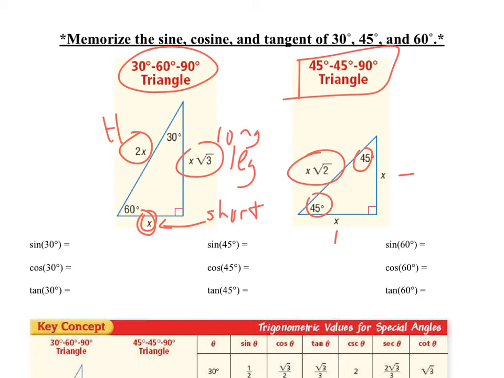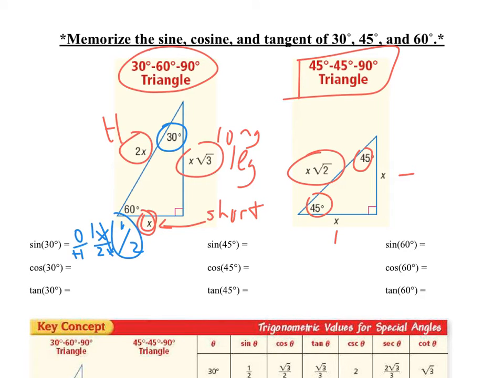So if you look at those relationships, if I said, what's the sine of 30? Well, if you remember, if we look at this 30-degree angle, sine is opposite over hypotenuse. Opposite would be x over hypotenuse, which is 2x. And if you think about what that means, that's 1x over 2x, so it would be 1/2. The sine of 30 is 1/2.